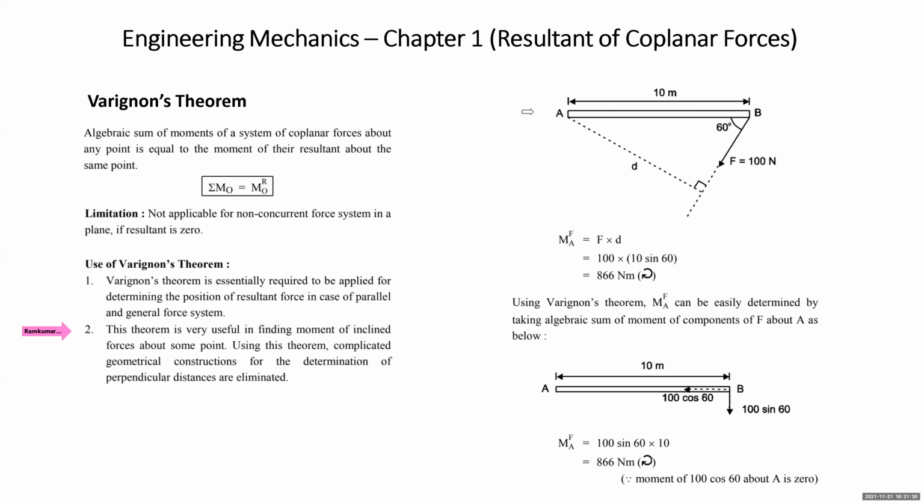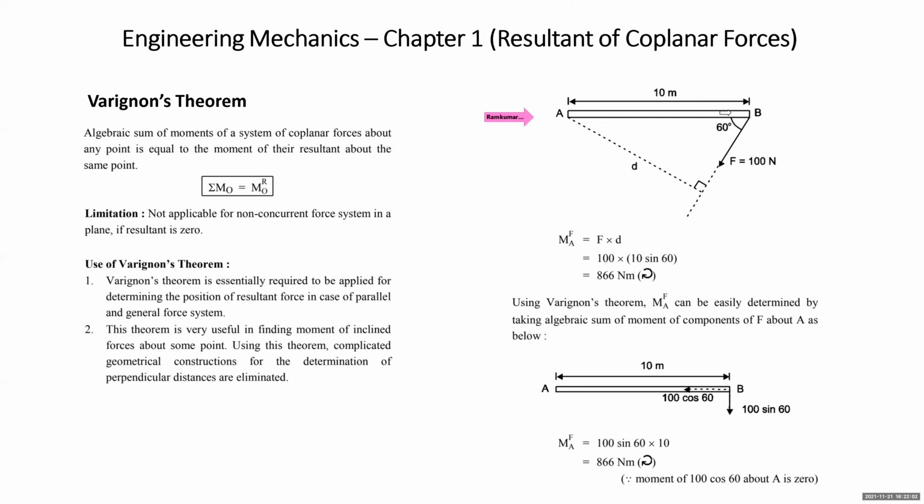This will be well understood with the help of this example. See, this is a rod of 10 meter length. There is a force of 100 Newton applied at point B at 60 degrees as shown. As per my previous knowledge, if I want to find the moment of this 100 Newton force about A, I'll assume an axis through A, and the moment of F about A will be F into D. D is the perpendicular distance. I have dropped the perpendicular from A on the line of action of the force. D is going to be 10 sine 60.